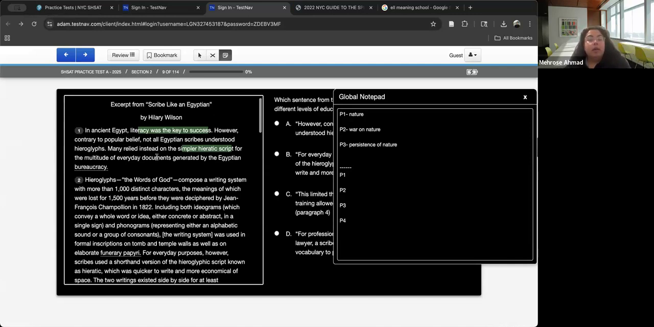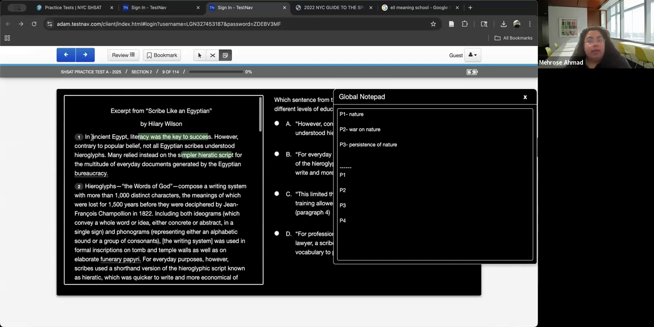Now, let's keep going. Quickly recap paragraph 1. Ancient Egypt literacy was a key to success. Not all Egyptian scribes understood hieroglyphs. Many relied on hieratic script for everyday documents. So here we just see the introduction of two things.